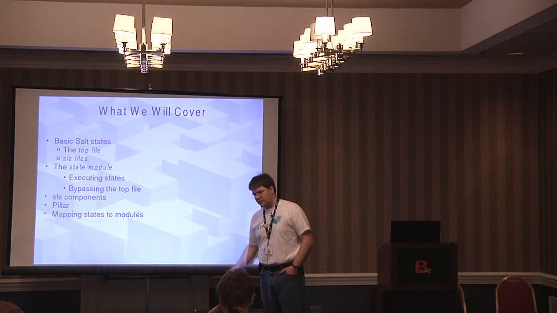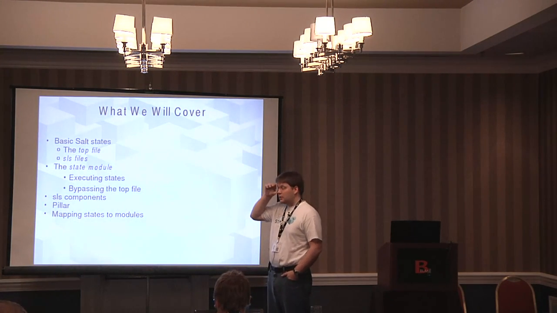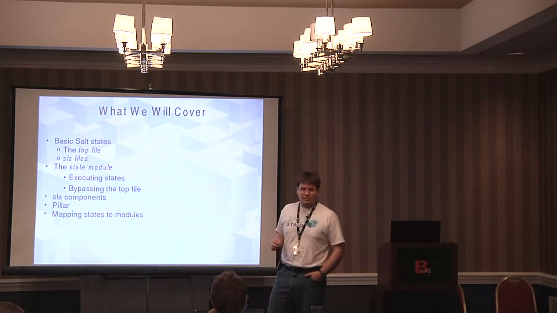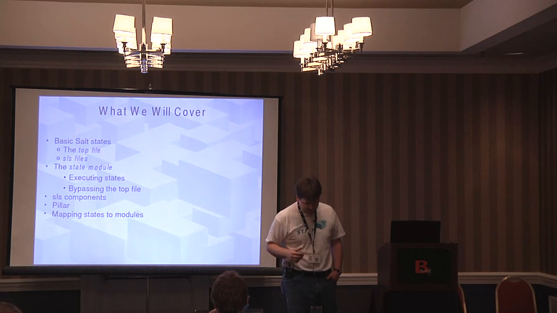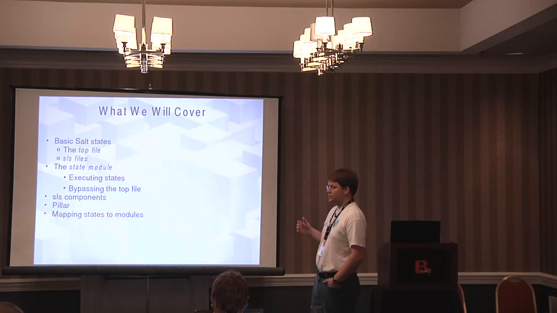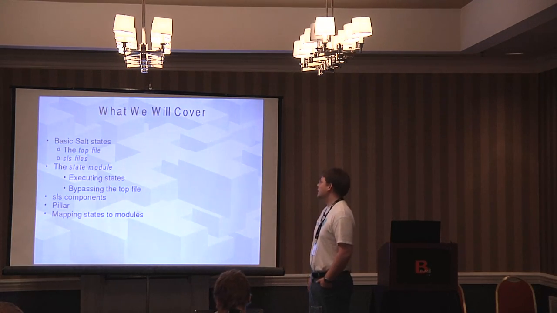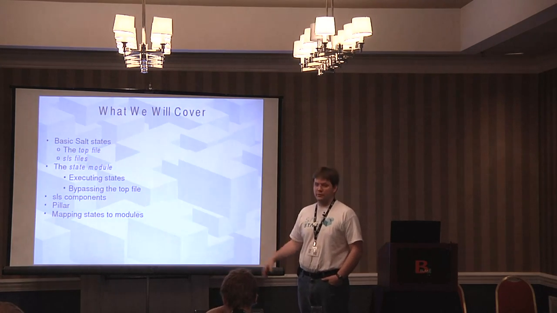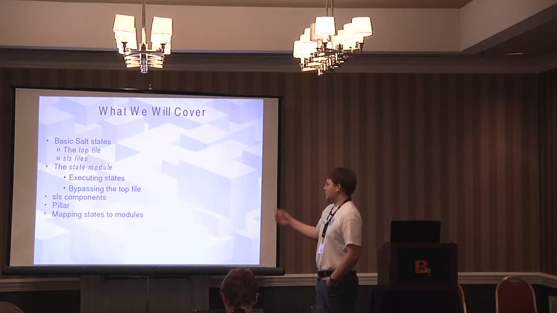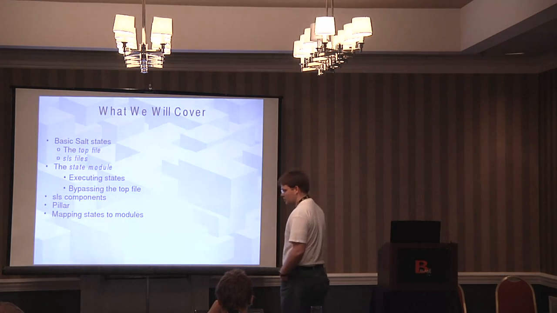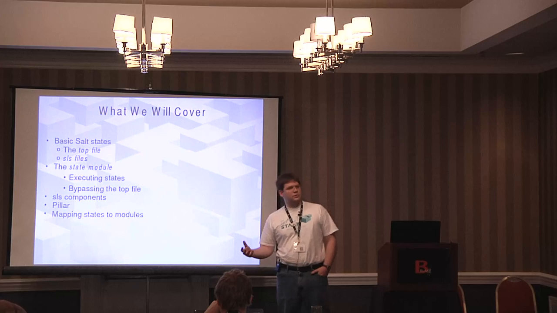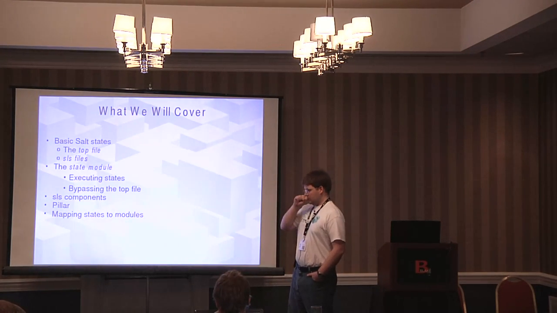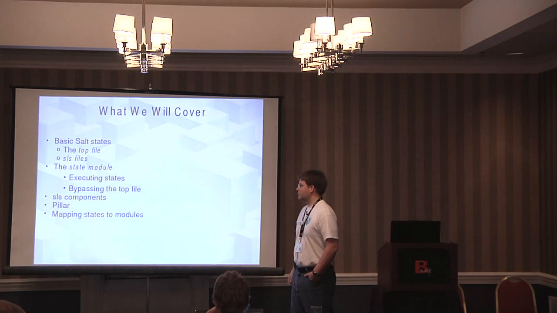the basic aspects of the state system. So we're going to talk a little bit about the top file, which is how you map certain state files back to certain minions. And you'll see that we use those targets inside the top file, which is why it's important to cover those early. Then SLS files, which are kind of similar, if you're familiar with Puppet, to manifests, or Chef to recipes. We'll talk a little bit about what those are made out of.